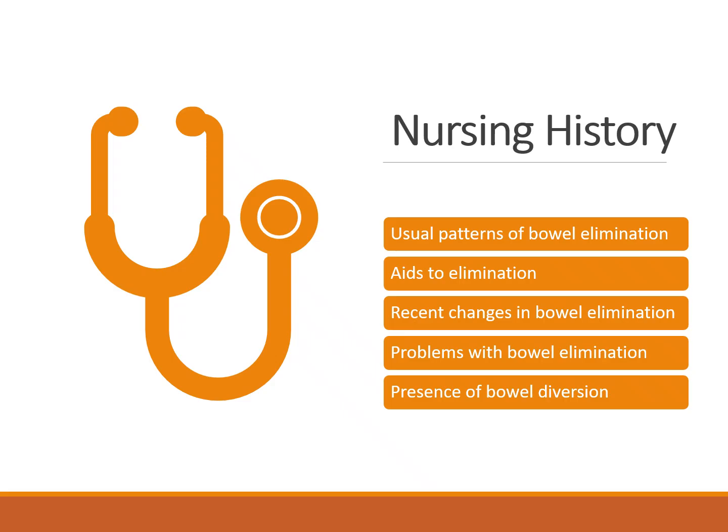We'll ask about any current problems with their bowels. We'll assess for nature, onset, and frequency of symptoms. Contributing factors such as diet, mobility, medication, or stress, severity, and any attempted interventions they've tried at home. We'll ask about whether or not they have a bowel diversion, what their routine is with their colostomy or ileostomy. Do they have any problems caring for it, and how has having this diversion affected their daily activities?